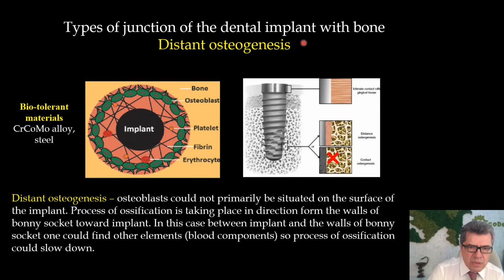The other osteogenesis type is distant osteogenesis. If you look at this slide, osteoblasts are not primarily situated on the surface of the implant. The ossification process takes place in the direction from the walls of the alveolus, from the walls of the bony socket toward the implant. In this case, between the implant and the walls of the bony socket, one could find other elements, blood components, so the process of ossification could slow down.